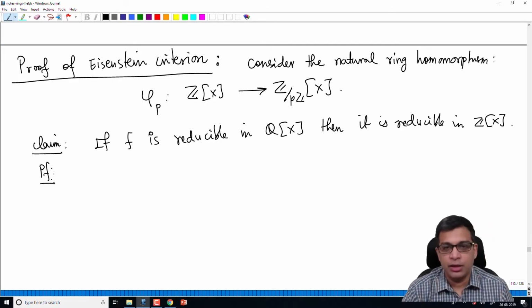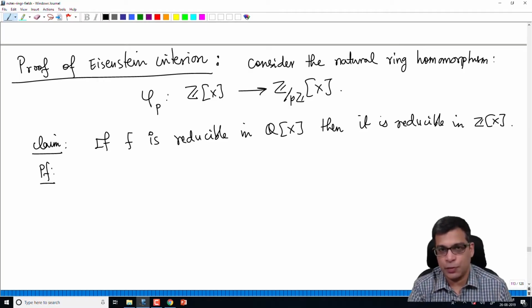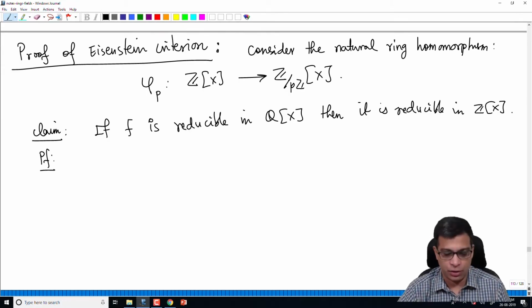Let me comment that in the previous video when we proved that Zx is a UFD, one of the results we proved was that if f is a non-constant irreducible polynomial in Zx, that means it's an integer polynomial, irreducible in Zx and it has positive degree, then it's also irreducible in Qx. In this case, f is a non-constant polynomial, so if f is irreducible in Zx, it would be irreducible in Qx. So this claim is proved already, but I am just going to give you a direct proof so that it becomes more clear to you. Even if the previous argument was not clear, you can follow this. This is a more direct argument for this statement: if f is reducible in Qx, then it's reducible in Zx.